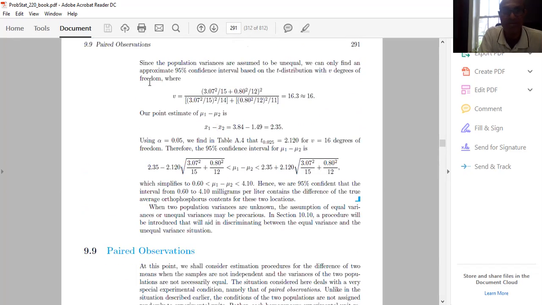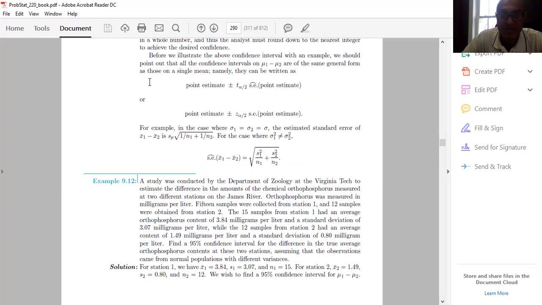Okay, so example 9.2 says that a study was conducted by the Department of Zoology at Virginia Tech to estimate the difference in the amount of the chemical orthophosphorus measured at 2 different stations on the James River. Orthophosphorus was measured in milligrams per liter. 15 samples were collected from station 1 and 12 samples were obtained from station 2, n1 and n2, right? 15 and 12.